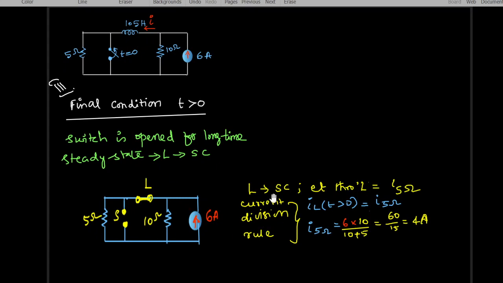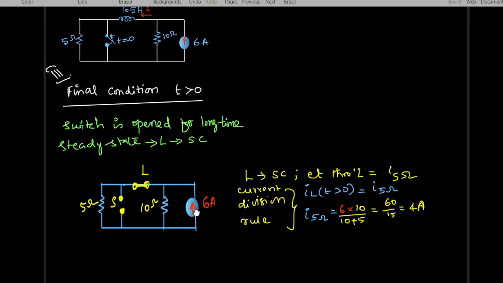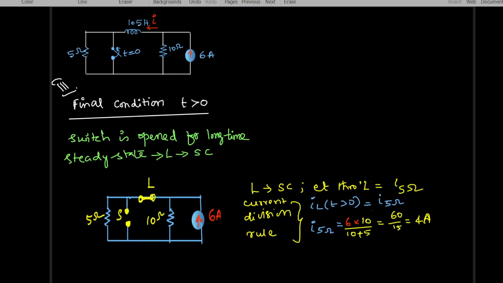So for this condition, this 6 amps current will be supplying current through this path as well as through this path. Okay, so this 6 ampere will be flowing through this path and this path. So the current which is flowing through this 5 ohm resistance is the same current that is flowing through this inductor also. Okay, so we can find out how much current is flowing using this current division rule.